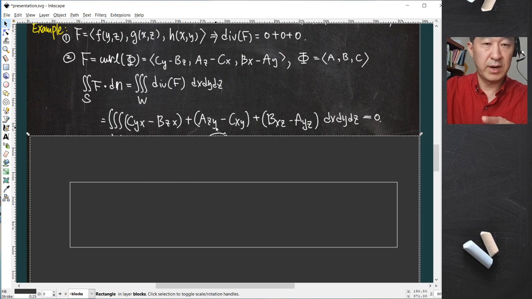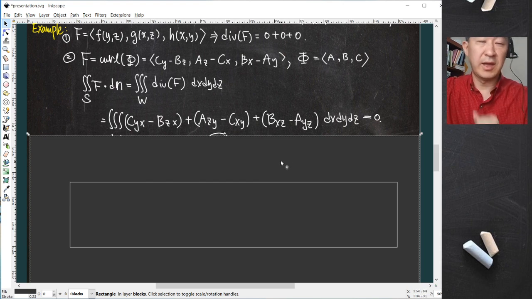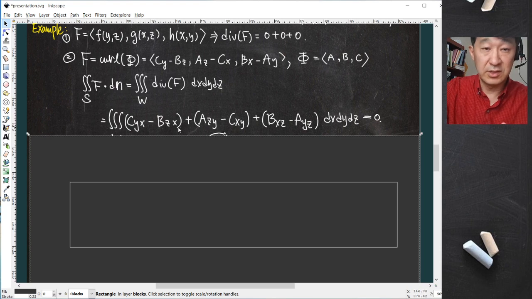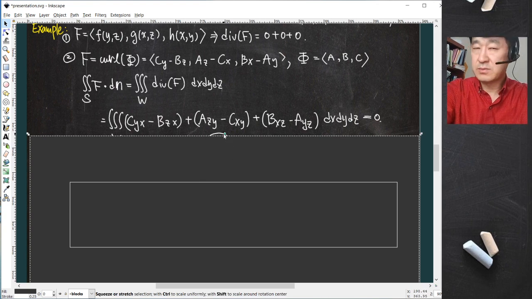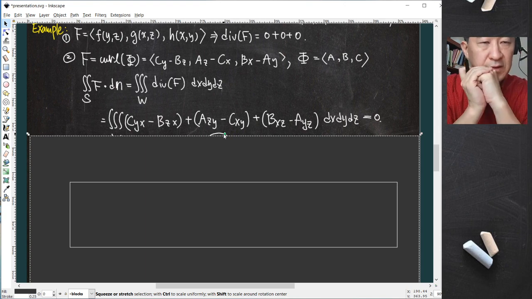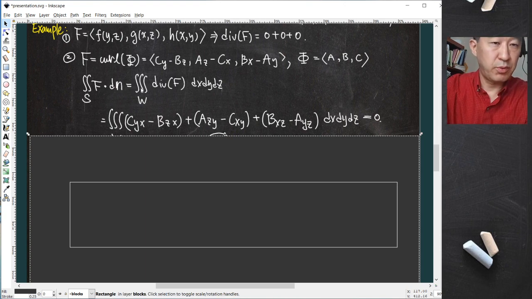I think I did that one. Whatever I didn't do, AZY with the AYZ, they cancel out each other. So you can see that the divergence is 0. And because of that, this surface integral is going to be always 0. This is pretty much it. All the vector fields that have this property, that the surface integral is always 0, must be locally the curl of something. But you cannot say that globally. And that's where it gets really interesting.